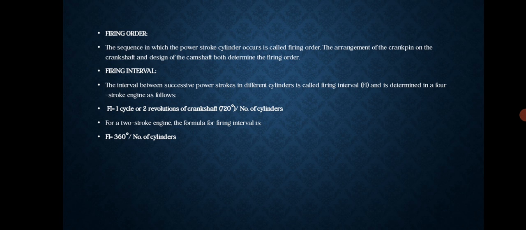In a spark ignition two-stroke engine, some of the fuel passes directly to the exhaust. Hence, the fuel consumption per horsepower is comparatively high.